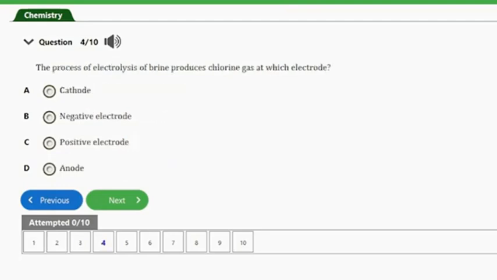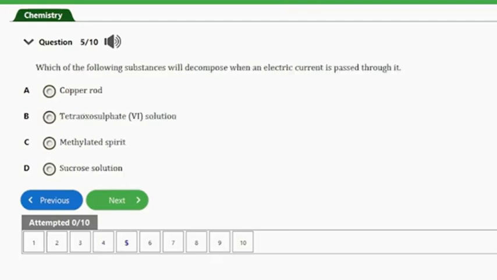Question number 4 here, it says, the process of electrolysis of brine produces chlorine gas at which electrode? A, cathode, B, negative electrode, C, positive electrode, D, anode. So guys, the answer to this question is option D here, and that's the anode. The process of electrolysis of brine produces chlorine gas at the anode. So in this process, the chloride ions are oxidized at the anode to form chlorine gas. So that's it for that question.